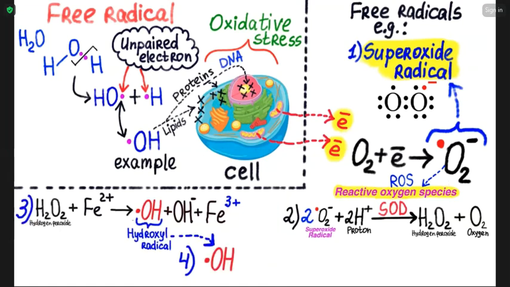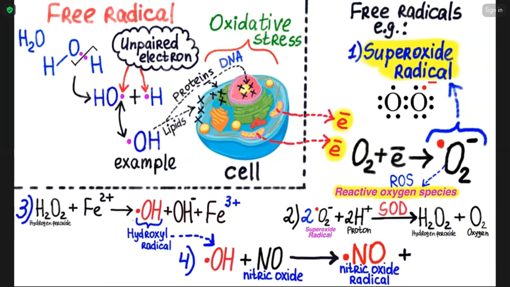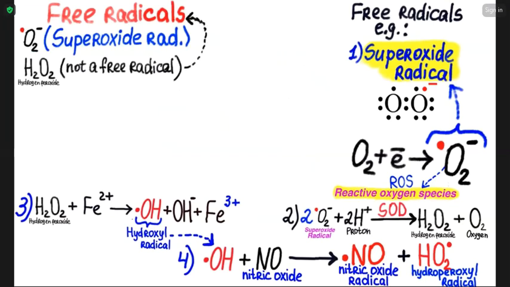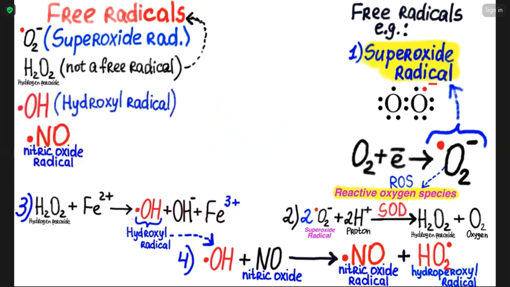The hydroxyl radical can react with nitric oxide to produce the nitric oxide radical and the hydroperoxyl radical. There are other examples of free radicals which we'll not discuss. Let's recap the most famous free radicals. In the right upper corner, you can see the superoxide radical, and hydrogen peroxide, which is not a free radical, but it can generate free radicals, as I have proven to you. Next, we have the hydroxyl radical, the nitric oxide radical, and the hydroperoxyl radical.